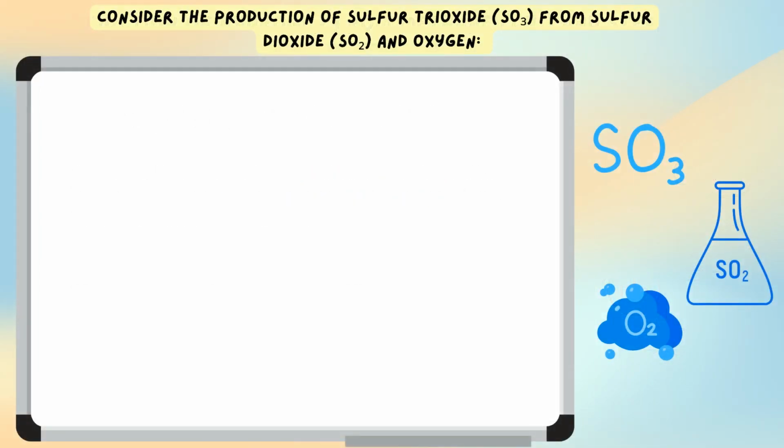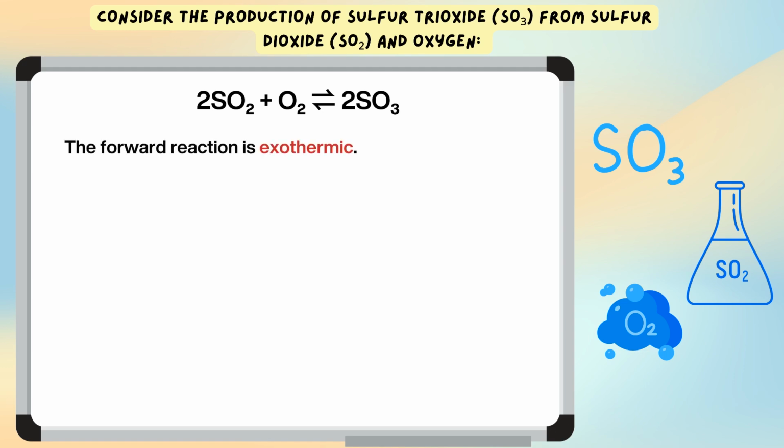Now consider the production of sulfur trioxide, SO3, from sulfur dioxide, SO2, and oxygen, O2. The balanced reaction is 2SO2 plus O2 produces and is produced by 2SO3. The forward reaction is exothermic. What would happen if the temperature is increased?